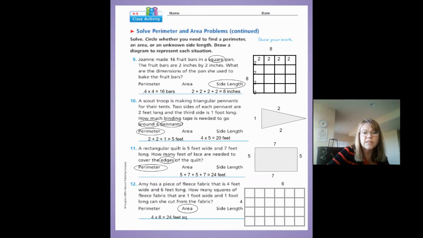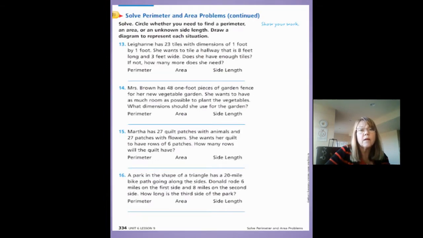So I'm taking 4 times 6 and I get 24 feet squared. And actually, if I'm answering the question correctly, I would say I'd get 24 pieces or squares cut. All right. Let's look at number 13, 14, 15, and 16.